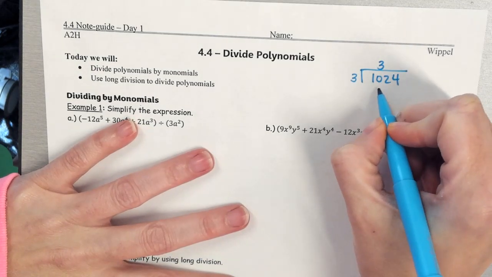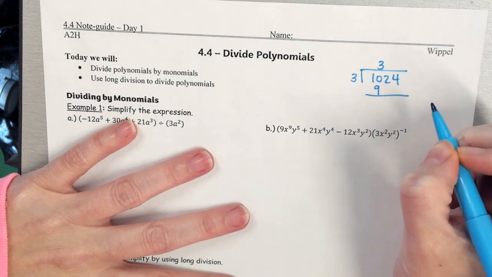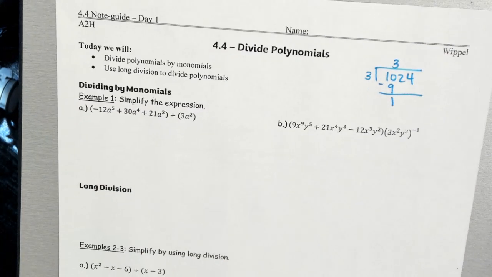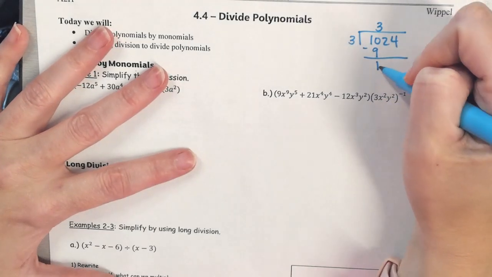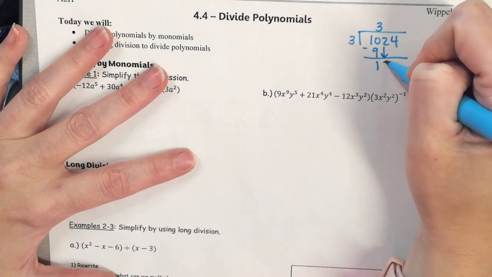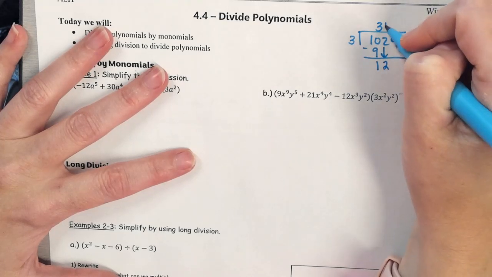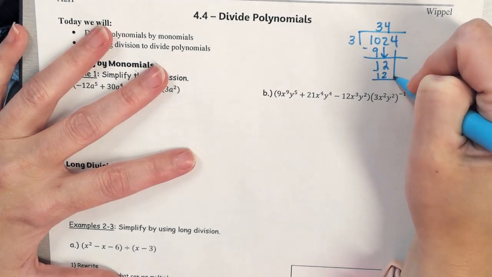9. How did you get it? 3 times 3, okay? And then what do you do with the 9 and the 10? Subtract. Okay, so up here. Then what you do is if this does not go into the number, you drop the next one down. And then 3 goes into 12 4 times. Oh, 12. Okay, and then so then you bring this down.